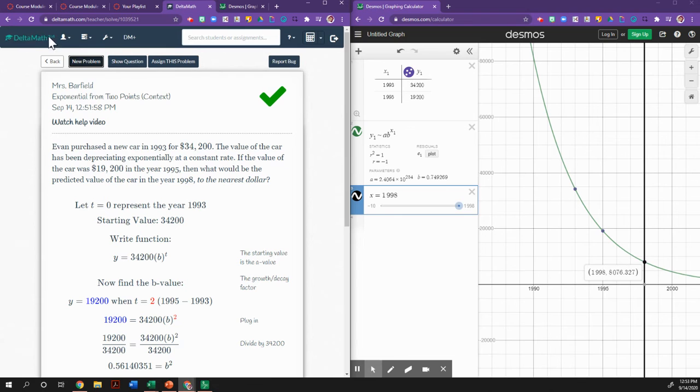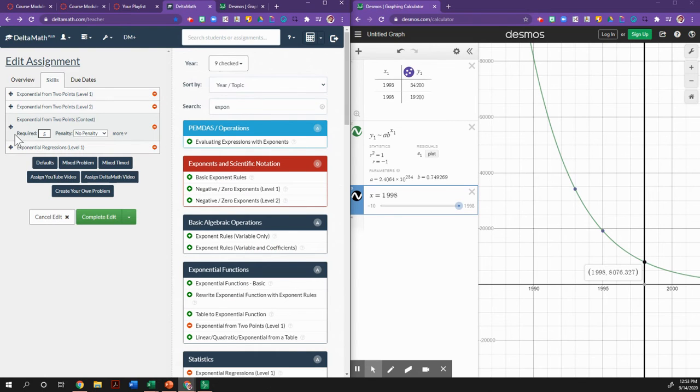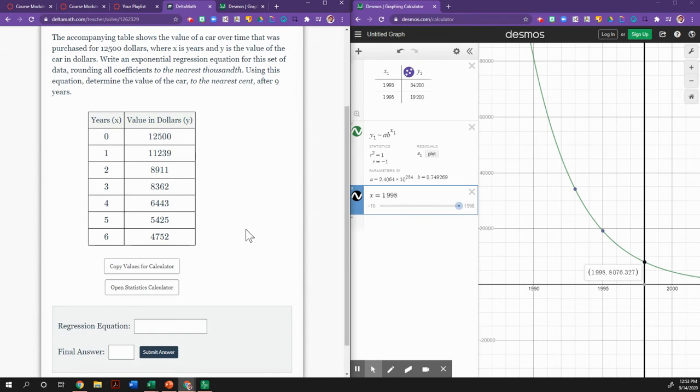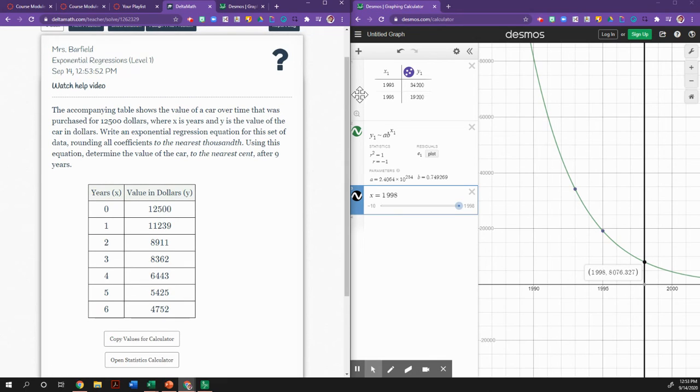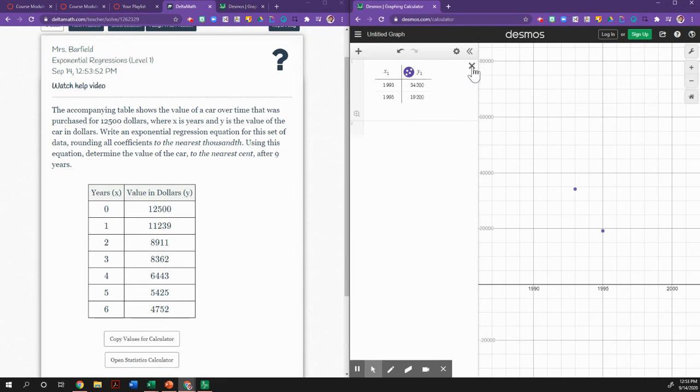Yes. So now let's go back and look at exponential regressions level 1, because this one's going to be really similar as well. It says, the accompanying table shows the value of a car over time that was purchased for $12,500, where x is years and y is the value of the car in dollars.